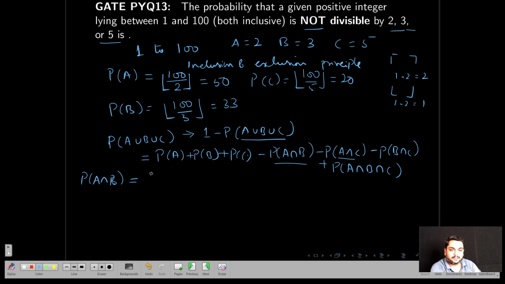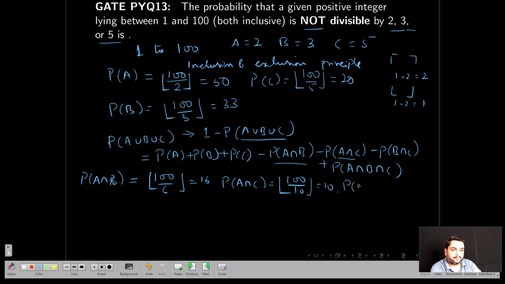A and B, is it divisible by 6? Floor of 100 by 6, you will get it as 16. Similarly, P of A intersection C is equal to floor of 100 by A and C, which means 10. This is equal to 10.